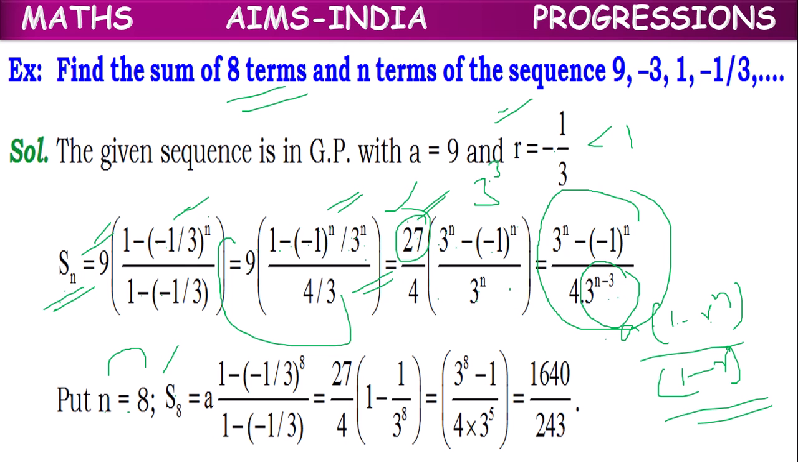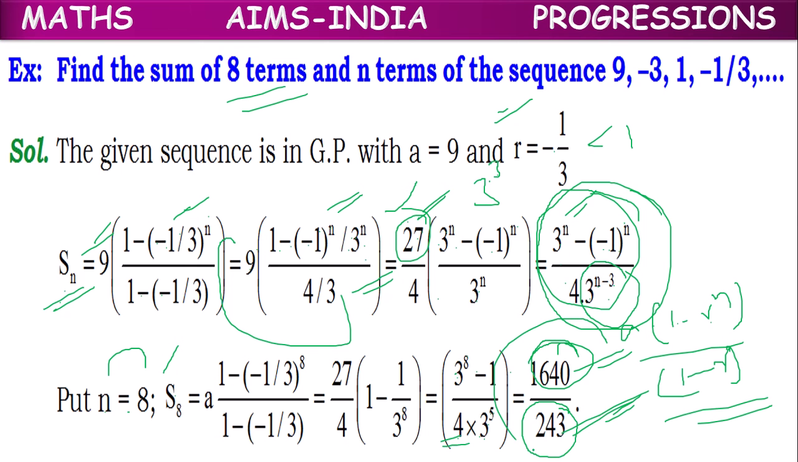So in the place of n in the formula, we can keep 8 directly. So 3 power 8 minus -1 whole power 8. 8 is an even number, so it will become +1, by 4 into 3 power 8 minus 3, which is equal to 3 power 5. So 3 power 8 means 6561, minus 1, 6560. So 3 power 5 into 4, which is equal to, after cancellation by 4, it is 1640, and 3 power 5 is equal to 243. So this is the answer.